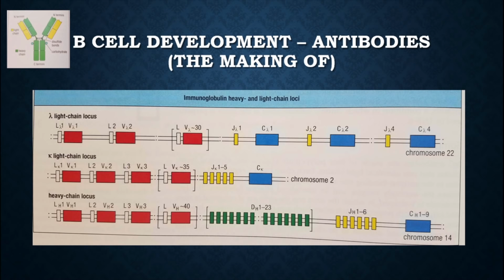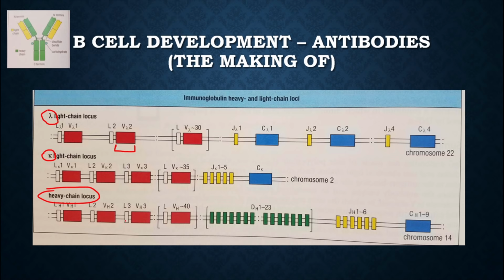So how does this happen? Well, we have a large assortment of genes within our genome that code for all of the different components of the antibody. We have heavy chain loci, and then we have two light chain loci, the kappa and the lambda. Each one of these regions is a coding fragment that at the end will get combined to make a functional antibody.